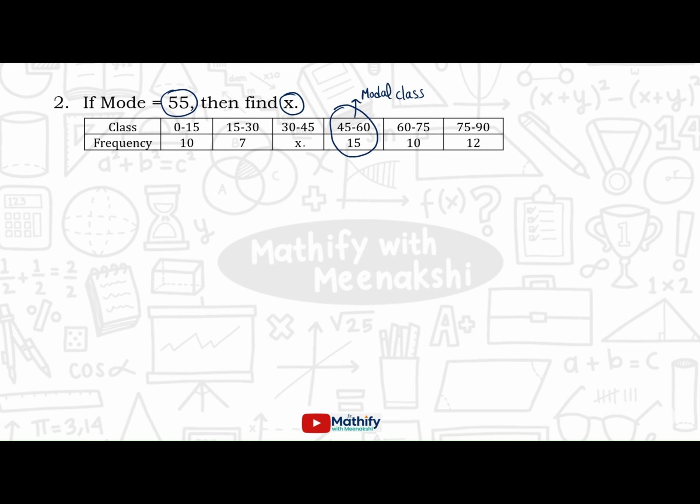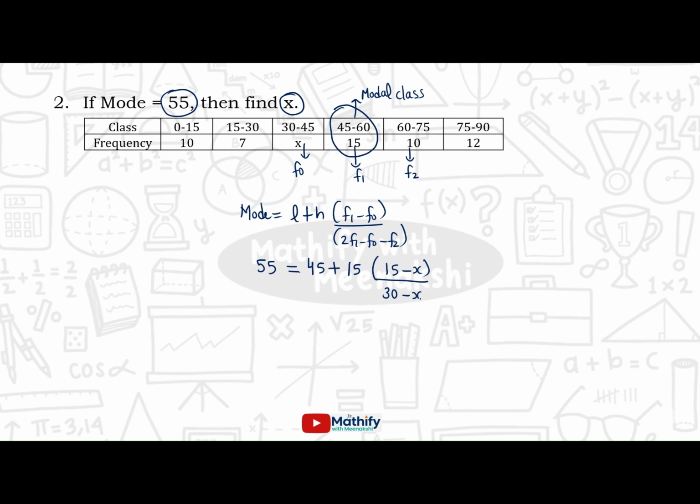So we know that the frequency preceding the modal class is f0. This one is f1 and this one is f2. You can see the counting 0, 1, 2. Now let's write the formula of mode: L plus h times (f1 minus f0) over (twice f1 minus f0 minus f2). Now 55 is equal to L, the lower limit of the modal class, that is 45. h is the width, that is 15. f1 is 15, f0 is x. Twice of 15 is 30 minus x minus f2.